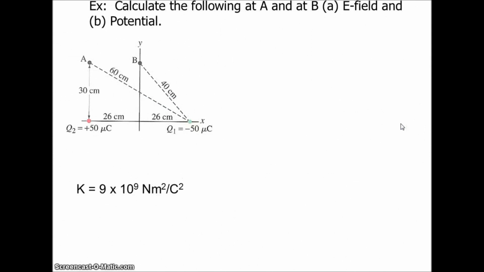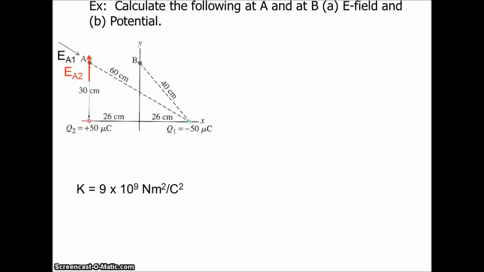Okay, so now I really want to drive home to you guys what the difference is between looking at electric fields, which are vectors, and looking at electric potentials, which are scalars. So I've got these two charges, Q1 and Q2, both 50 microcoulombs, but this one is negative and this one's positive. And I want to figure out the electric field at points in space A and B. And I want to figure out the electric potential in space at points A and B. Okay, so let's look at that.